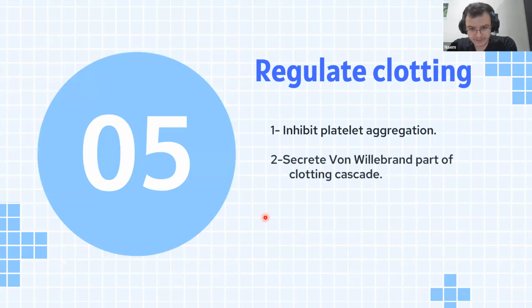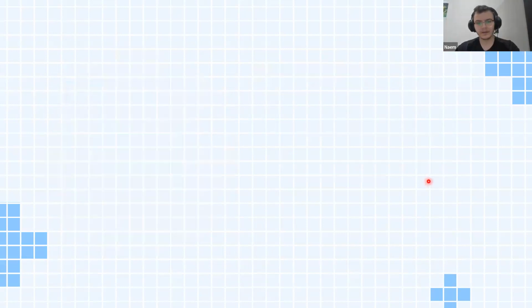The second thing that it does is, when there is an injury, so we're talking about an abnormal scenario, when there is an injury to the endothelium, it secretes the VWF factor, which helps in the clotting cascade. I'm going to talk about it later, not now, okay? But for now, in a normal scenario, it inhibits platelet aggregation, and when there's an injury, it secretes the VWF factor, which is von Willebrand factor, okay?